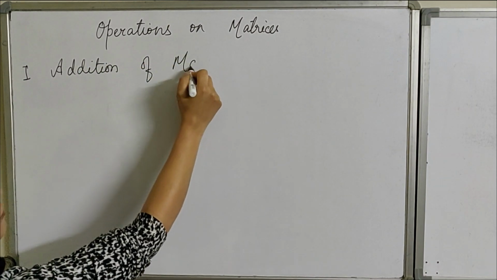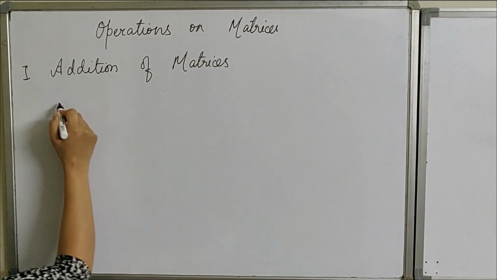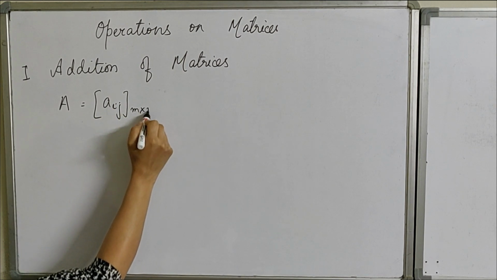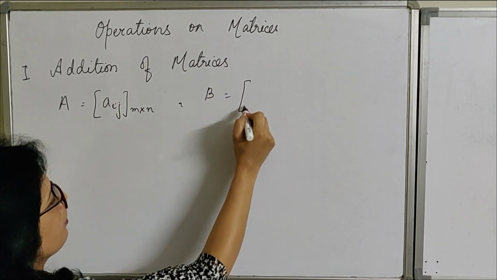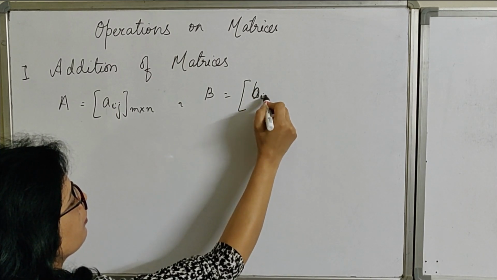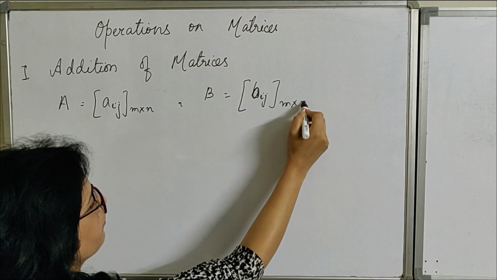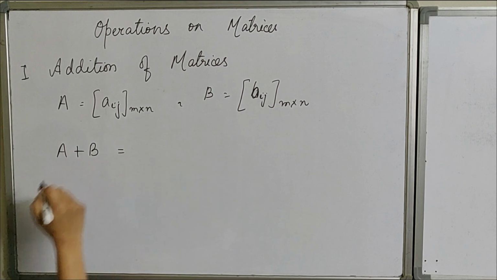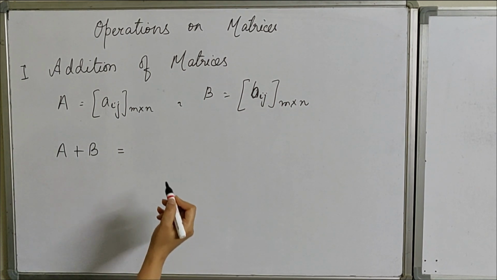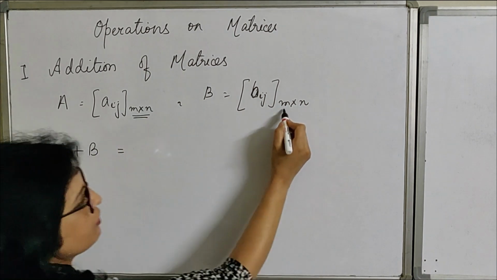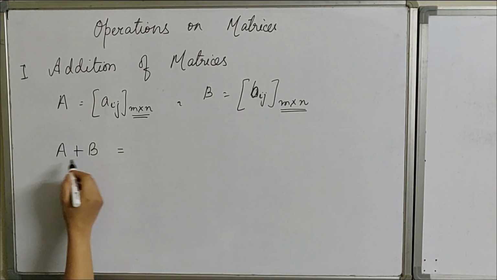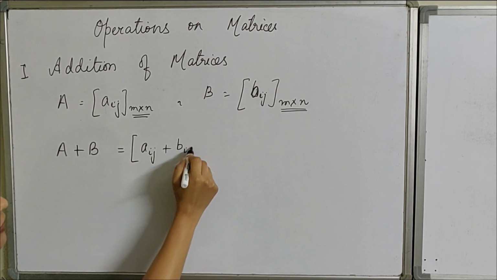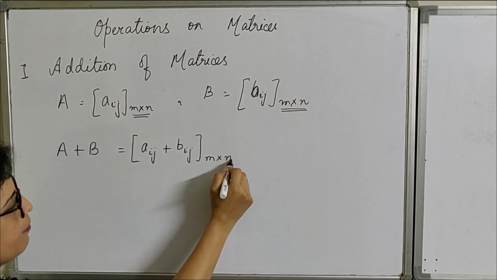So if we have two matrices, matrix A of order m by n and matrix B of order m by n, then addition of matrices is represented this way: matrix A plus matrix B. This addition is first of all possible only when the order of the two matrices is exactly the same. So on adding these two, we get a matrix of the same order m by n.